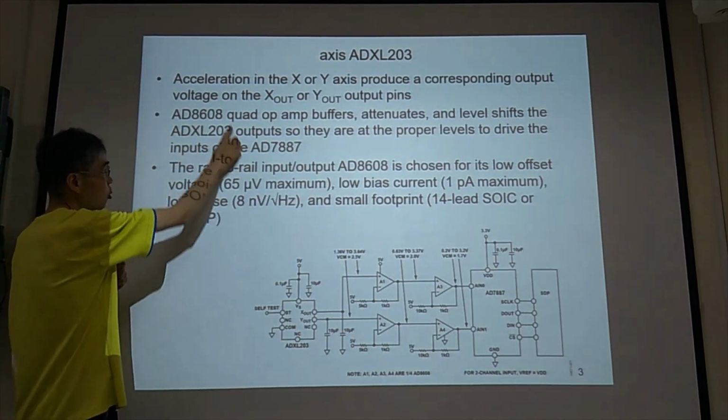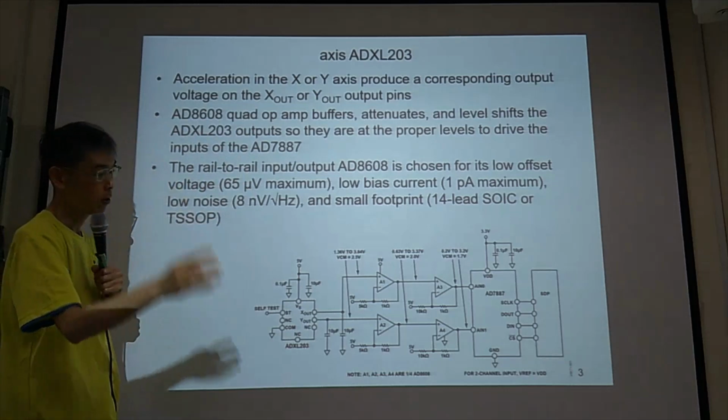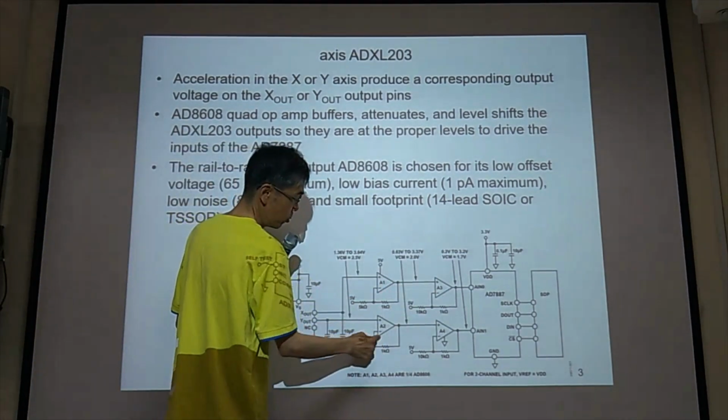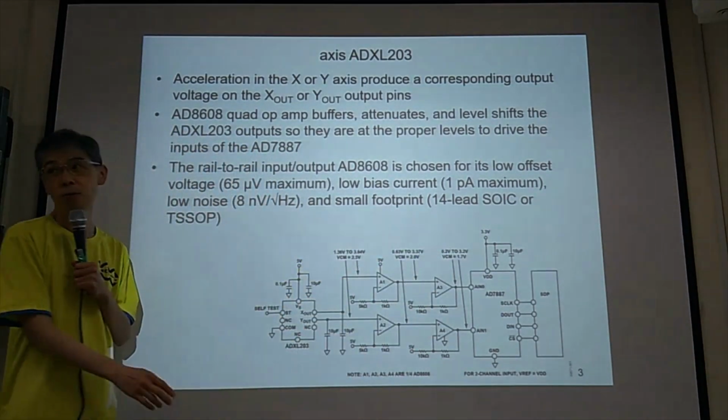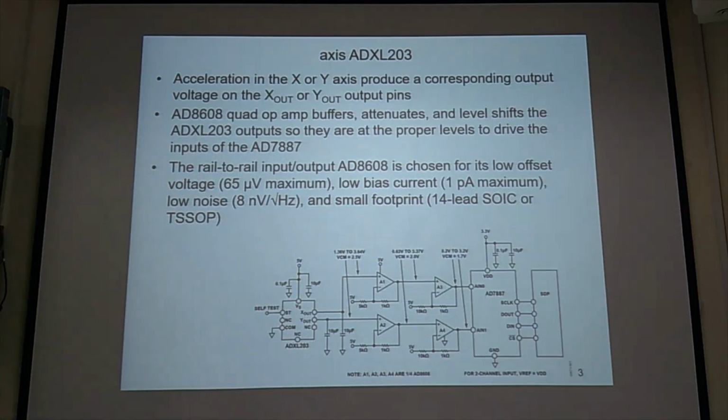AD8608. Quad means 4. We have 1, 2, 3, 4. We have 4 amplifiers inside, op amps inside this AD8608.